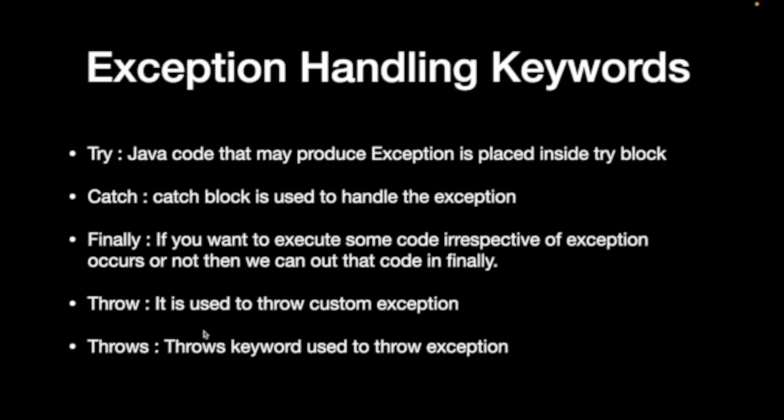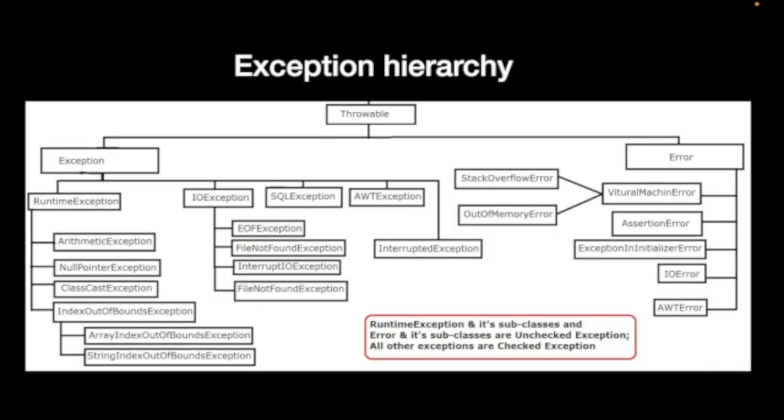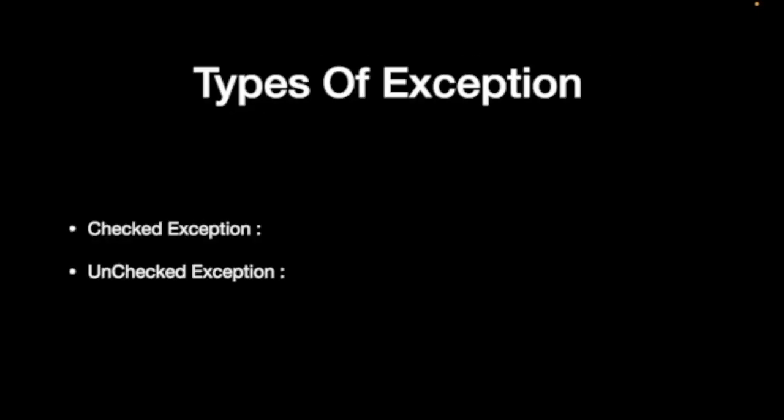Now today we will be spending some time to understand what the throw keyword is. The exception hierarchy is also done. After that, we talked about the types of exception: checked exception and unchecked exception. Do you remember what a checked exception is? Yes, ma'am. Checked exception is checked at compile time, and unchecked exception is checked at runtime.